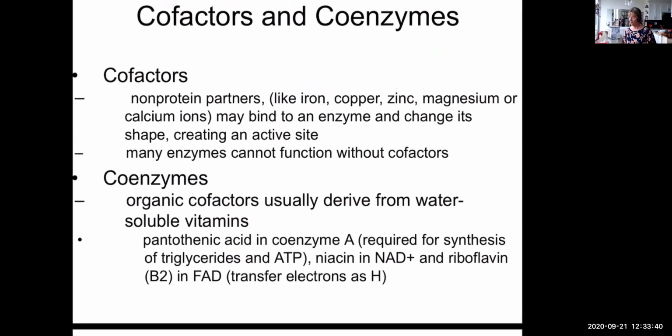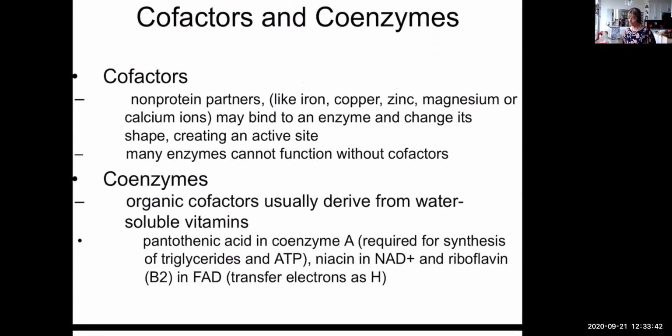Cofactors are non-protein partners of enzymes that are required for enzyme function. Iron, for example, copper, zinc, magnesium, calcium: they change the enzyme's shape and therefore create an active site. Lots of enzymes can't function at all without cofactors. There's a difference between cofactors and coenzymes. Cofactors are minerals, while coenzymes are organic. They're usually derived from water-soluble vitamins.